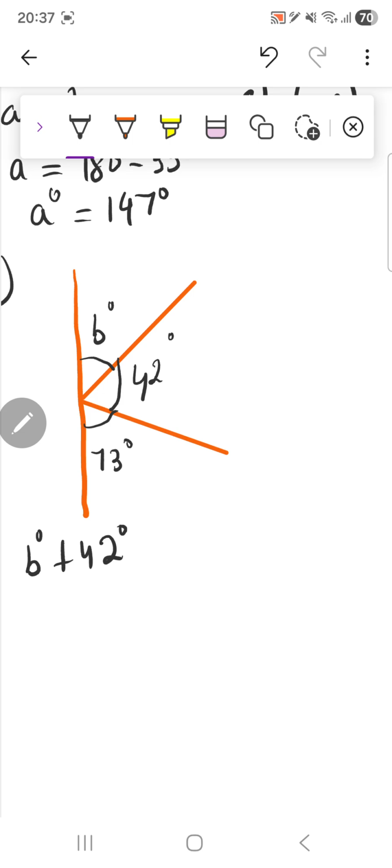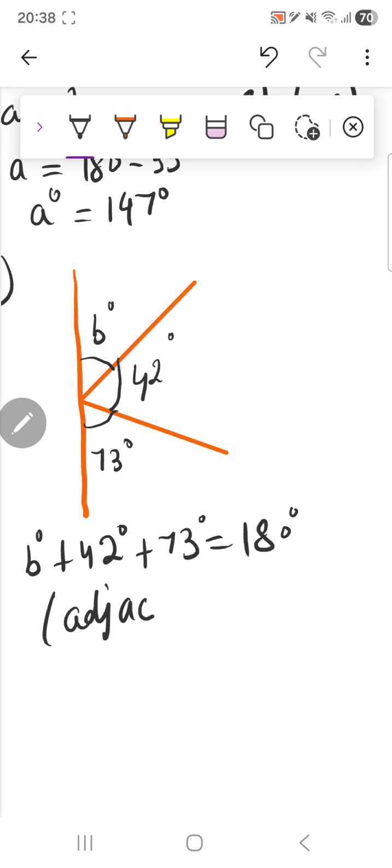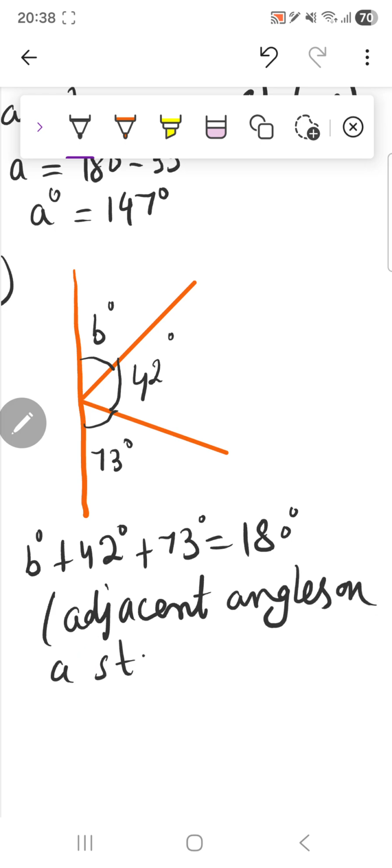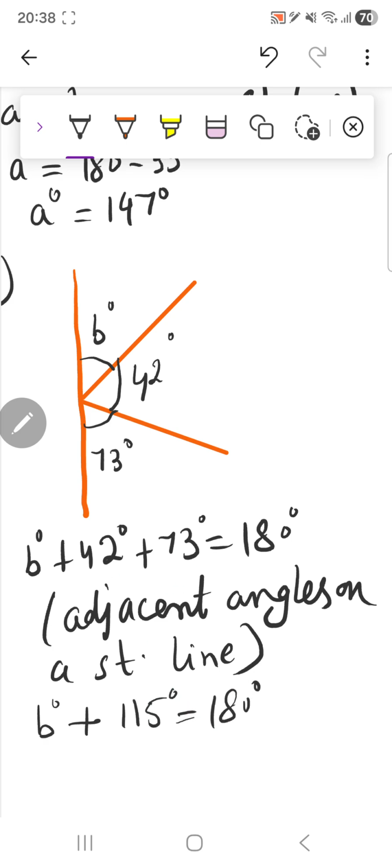So all these three angles you are going to add up and the sum equals 180 degrees. You can write adjacent angles on a straight line. This is the reason. On a straight line, I am writing the short form of straight line. Now B plus, you are going to add these two angles, 73 and 42 equals 115, equals 180.